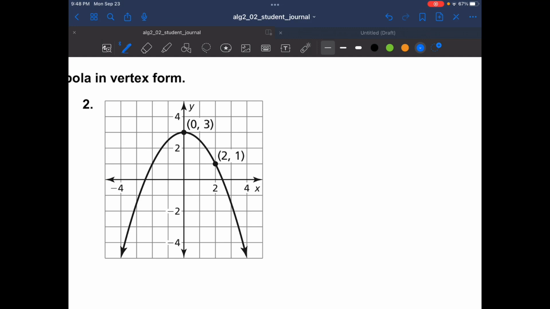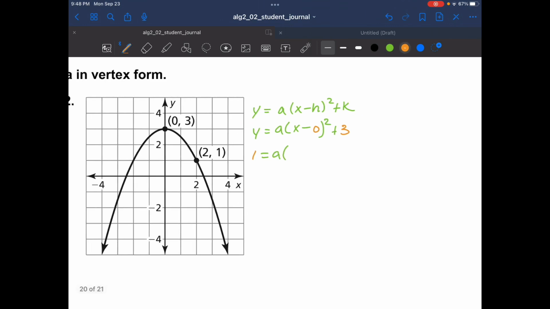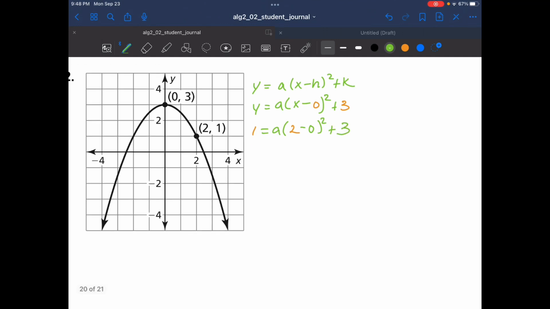Lovely. Let's do the same here. So I'm going to write out my form, because I have a point, and I have my point here, and then I have my vertex. So this is going to be y equals a x minus h squared plus k. This is going to be y equals a x minus, I'm going to plug in 0, squared plus my k, which is 3. I'm now going to go ahead and plug in my x and my y's. So I have 1 equals a times 2 minus 0 squared plus 3.